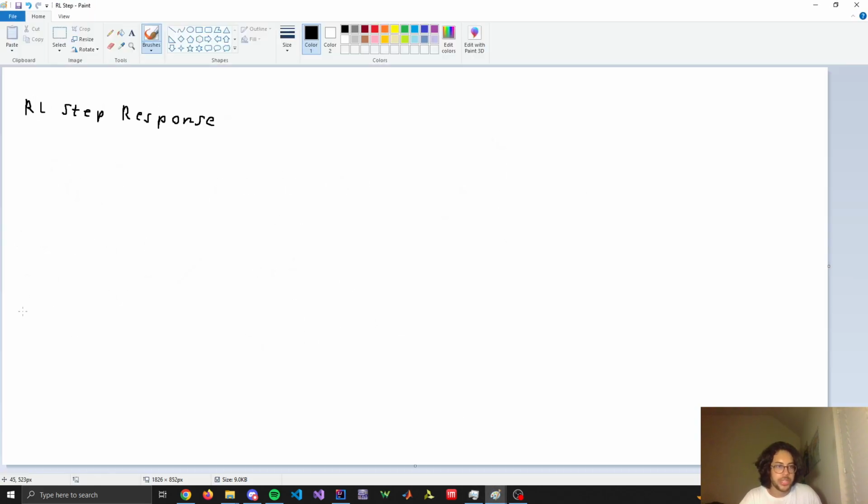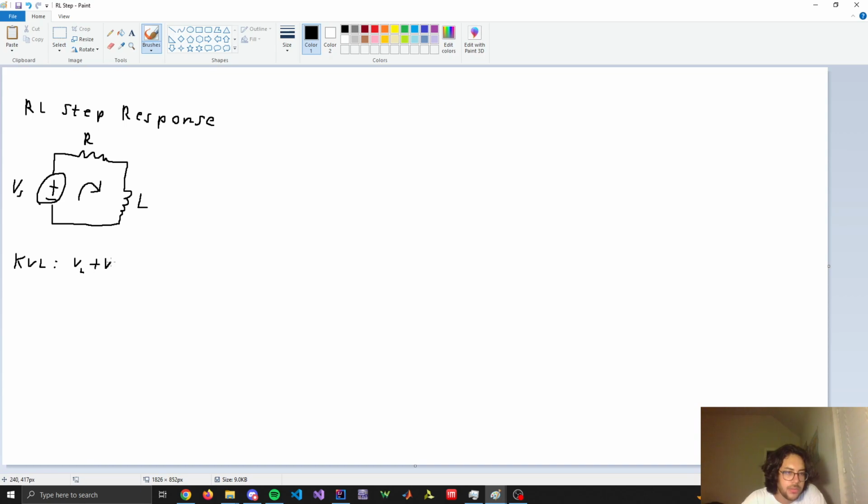So next I'll go over the step response for the RL circuit. It's the same process. Now we have a DC voltage source, Vs, connected like this to a resistor and an inductor. So if I write the mesh equation, well, the KVL says VL plus VR is going to be equal to Vs.